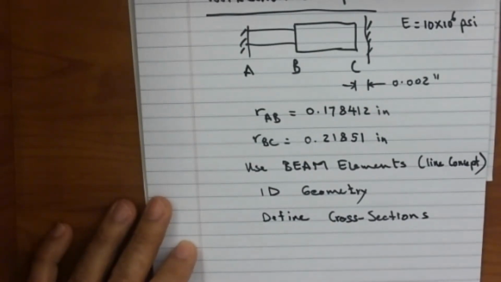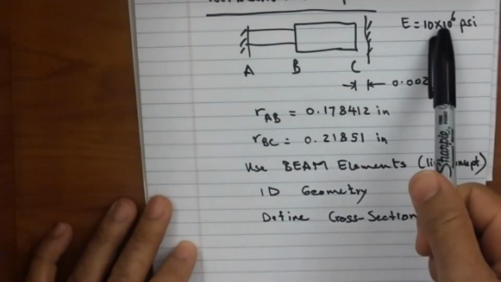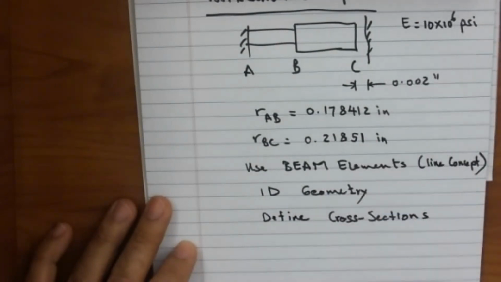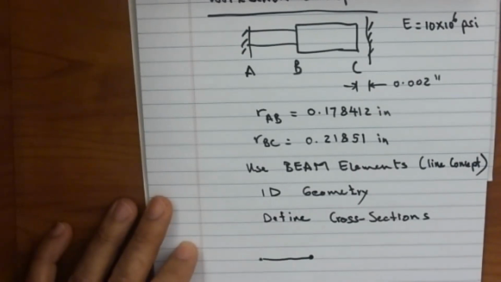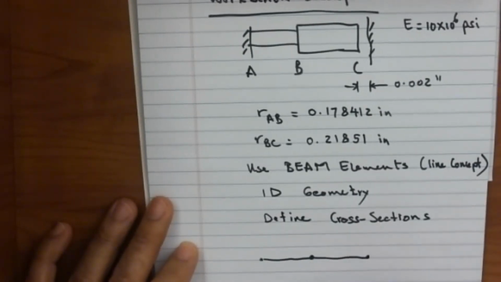So we want to know what we're going to be doing once I launch ANSYS Workbench. We're going to define the material. And then I'm going to create two lines, one to represent AB and one to represent BC. So this is what I mean by 1D geometry. We're just simply creating lines. And these are oriented along the x-axis. I'm going to keep my vertical as my y-axis.